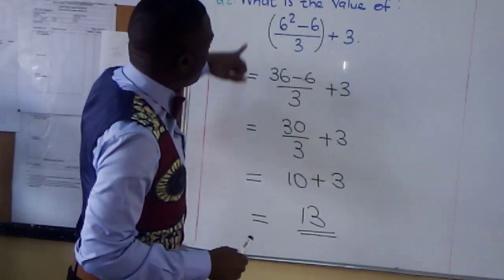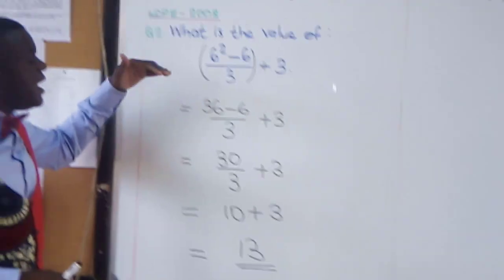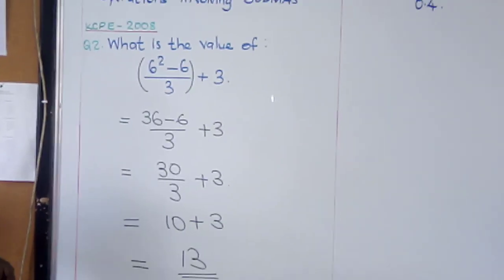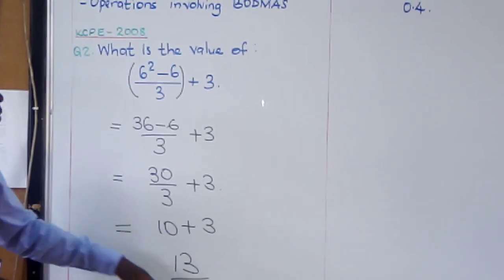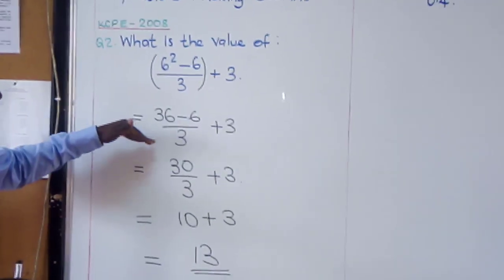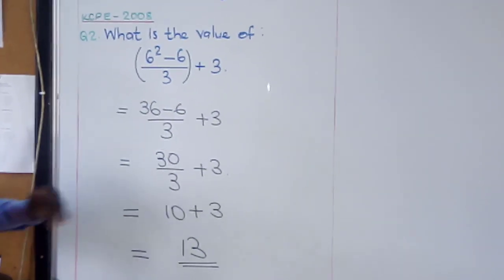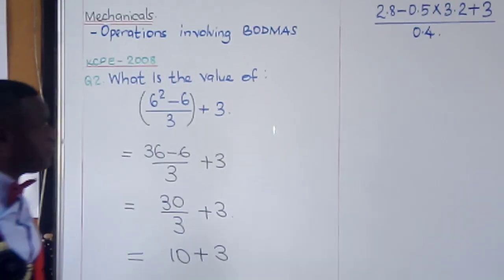That is how this question is supposed to be done. Remember, you need to have enough space so that you don't squeeze your work, to be able to follow it up. Even if you got the wrong answer, you can still go back from each step and get where you went wrong and correct it. That is question 2.